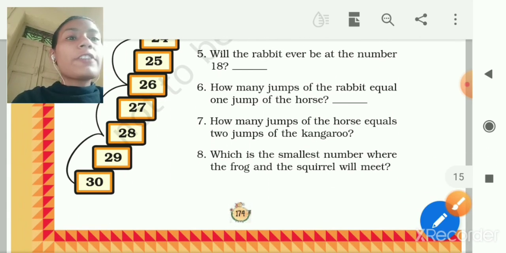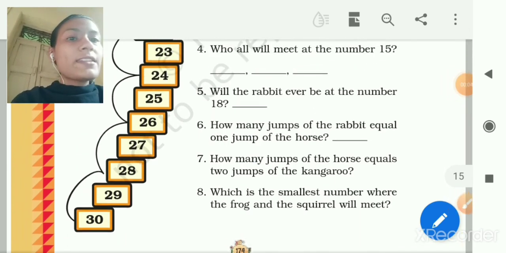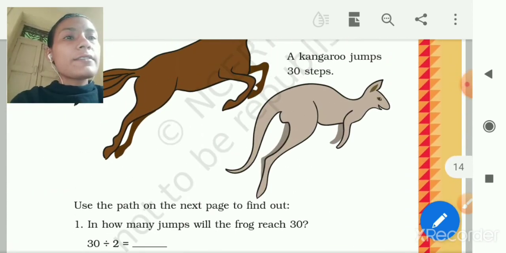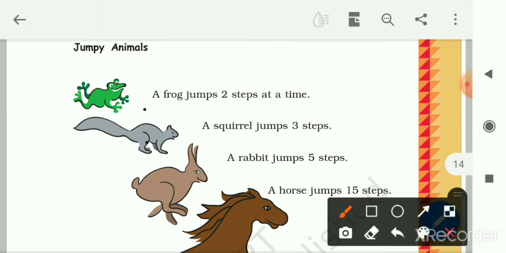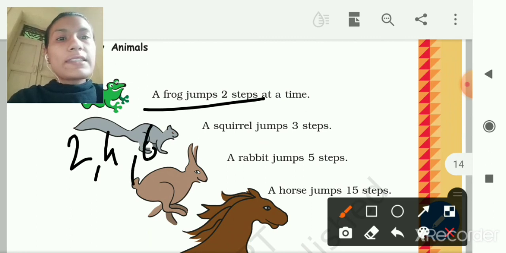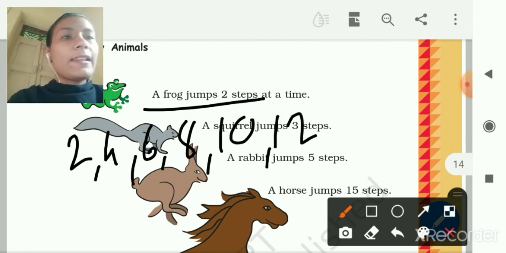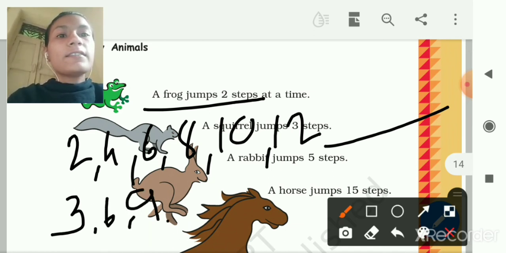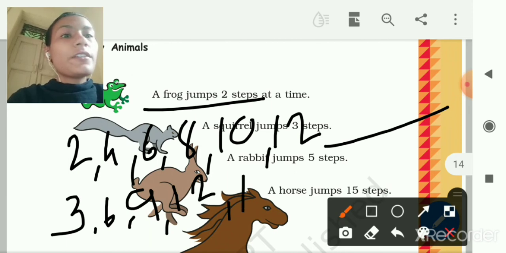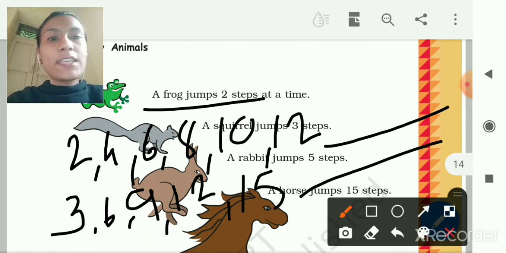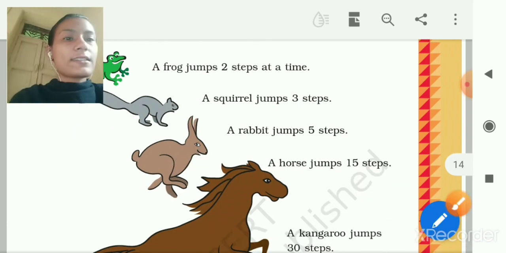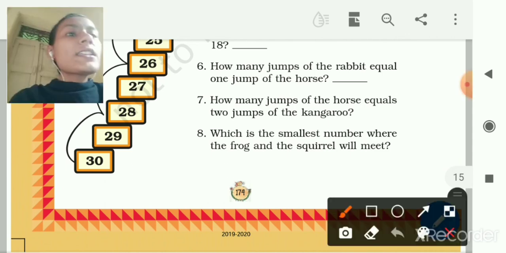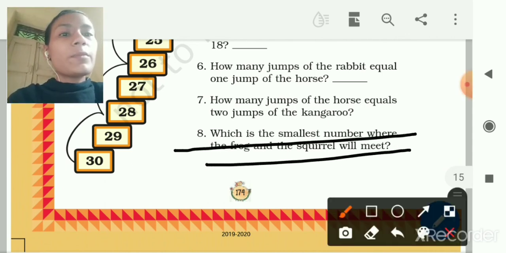Then which is the smallest number where the frog and squirrel will meet? Let's see. First we will see the frog and then the squirrel. The frog jumps 2 steps at a time. So 2, 4, 6, 8, 10, 12 and so on. Then a squirrel jumps 3 steps at a time. So 3, 6, 9, then 12, then 15 and so on. So which is the smallest number? You can see here 2, 3, 4 is there? No. Then 6 is there. Here also 6 is there. So 6 is the number where the frog and squirrel will meet. So this is the smallest number. So you can write here 6.